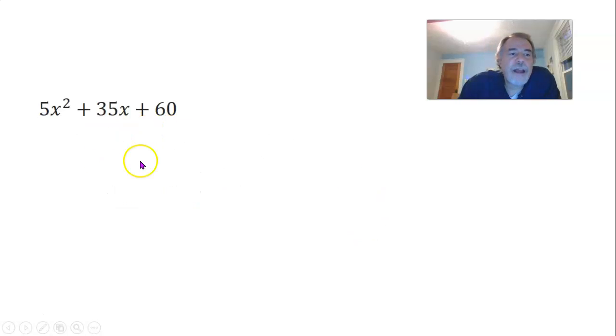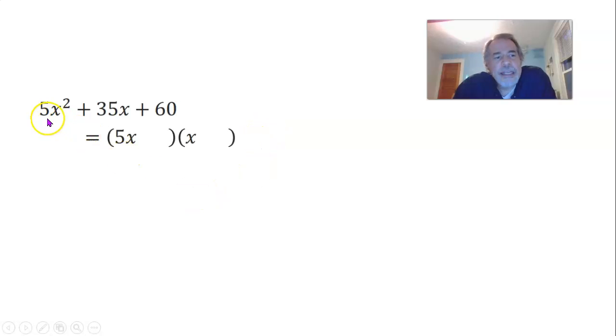Okay, how about this one? 5x squared plus 35x plus 60. Okay, to get a 5x squared, we would need a 5x times an x, and then we've got to think about what we could put here and here that would multiply together to give you 60. Think about what numbers multiply up to 60. You could have a 6 times a 10, you could have a 20 times a 3, a 15 times a 4, a 60 times a 1. There's a bunch of different possibilities.